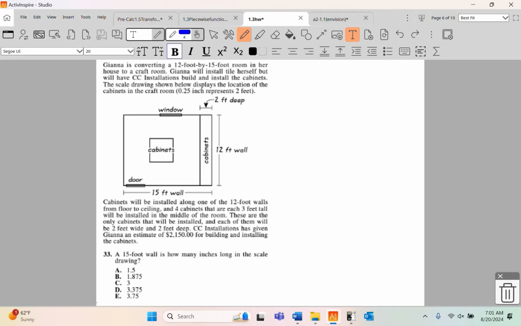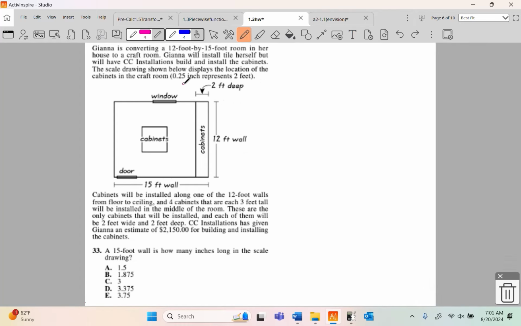A 15-foot wall is how many inches along the scale drawing? So they said that right here, 0.25 inches represents 2 feet. So we're just going to take 15 and multiply it by 0.25, and it represents 2 feet, so we'll also have to divide by 2. And that's what we'll do.